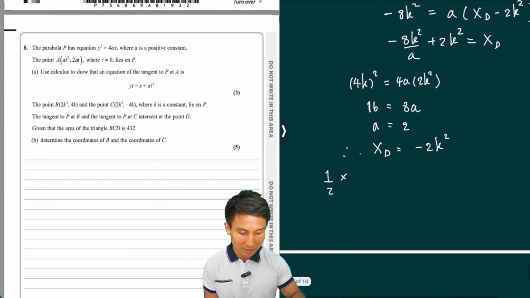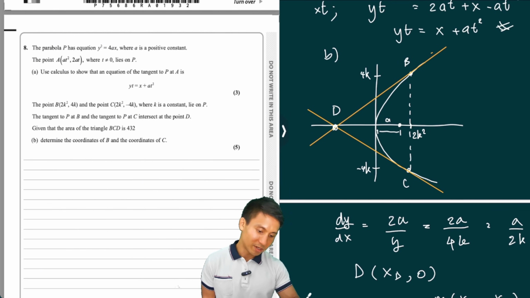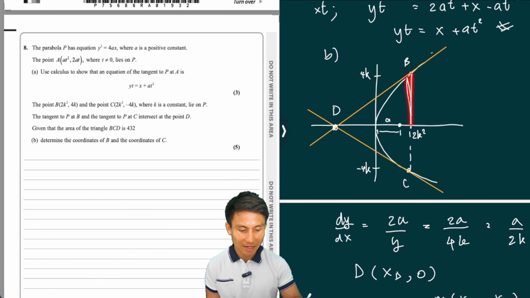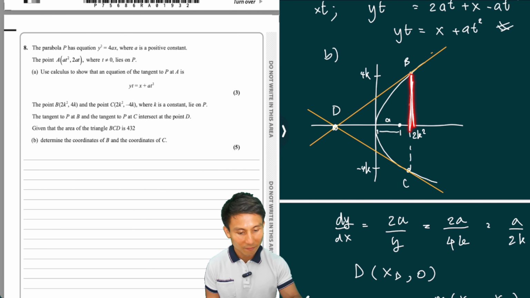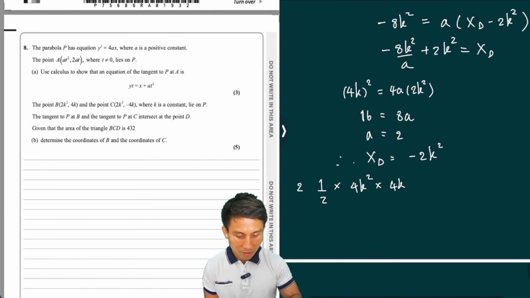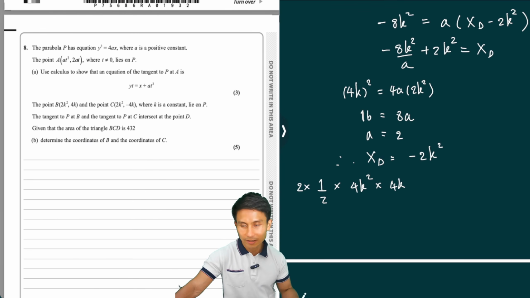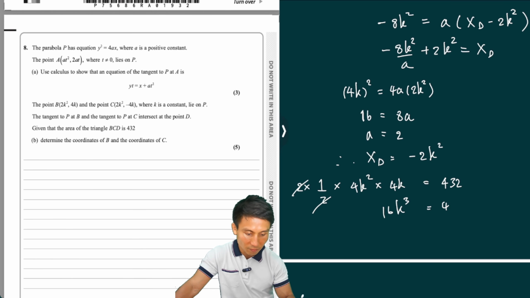So 2k minus 2k squared, so that's going to be 4k squared times the height. So if we do that as the height, we're going to multiply that by 2 as well. So the height will be 4k, right? And then we're going to multiply all this by 2 because we get 2 triangles there of the same size. And I'm going to put that equal to 432. Yeah, 2 cancel here, so I get 16k cubed equal 432.